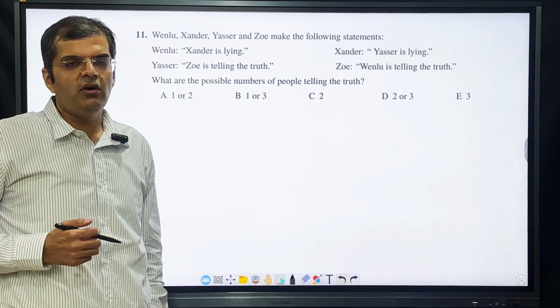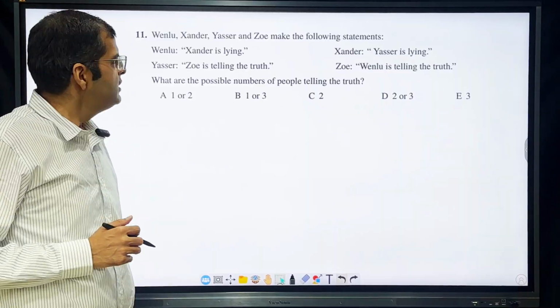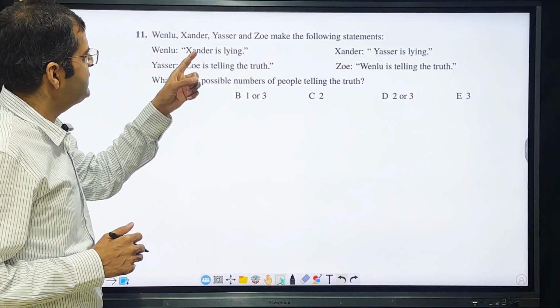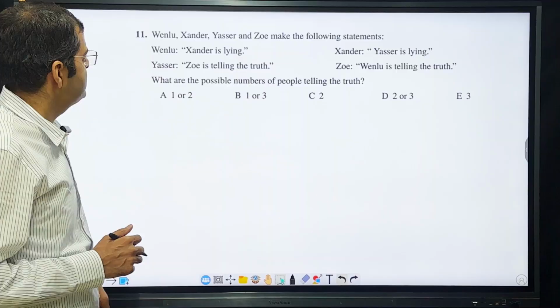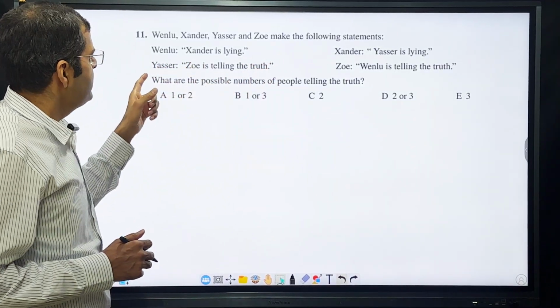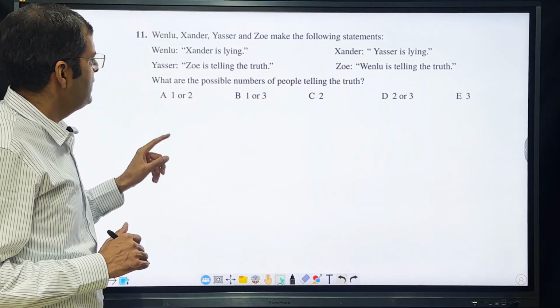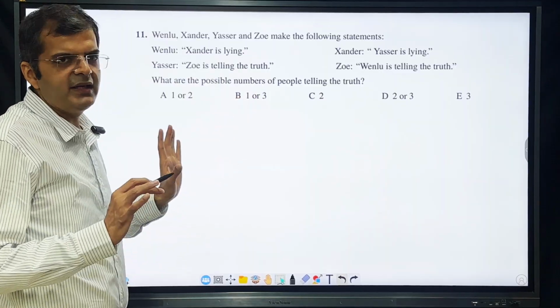This is the 11th question of the UKMT exam of the Senior Mathematical Challenge for the year 2023. The question says Venulu, Xander, Yasir and Zoe make the following statements. Venulu says Xander is lying, Xander says Yasir is lying, Yasir says Zoe is telling the truth, and Zoe says Venulu is telling the truth. What are the possible numbers of people telling the truth?